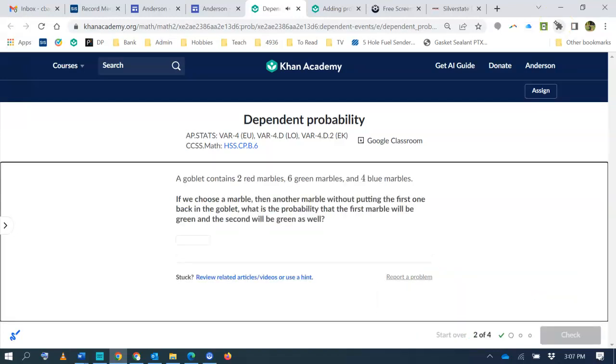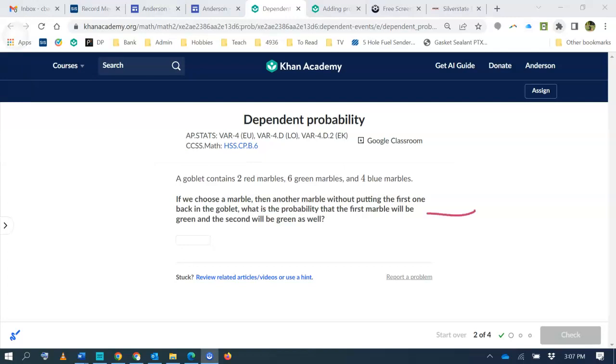A goblet, basically a cup, contains 2 red, 6 green, and 4 blue marbles. If we choose a marble, then another marble without putting the first one back in the goblet, what is the probability that the first marble will be green and the second will be green as well? All right, so 2 events, and we're going to multiply them by each other. The first event, we have 6 green out of 6 plus 2 plus 4, which is 12. So the chances that we get a green on the first pull is 6 out of 12.